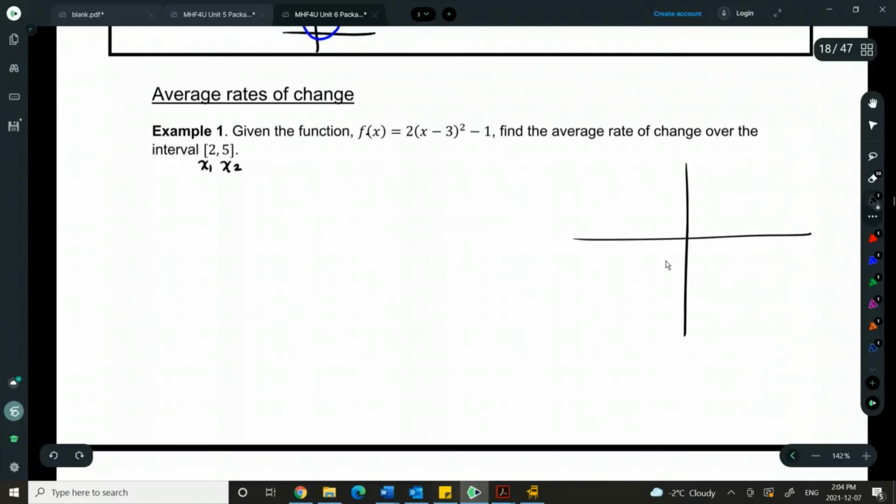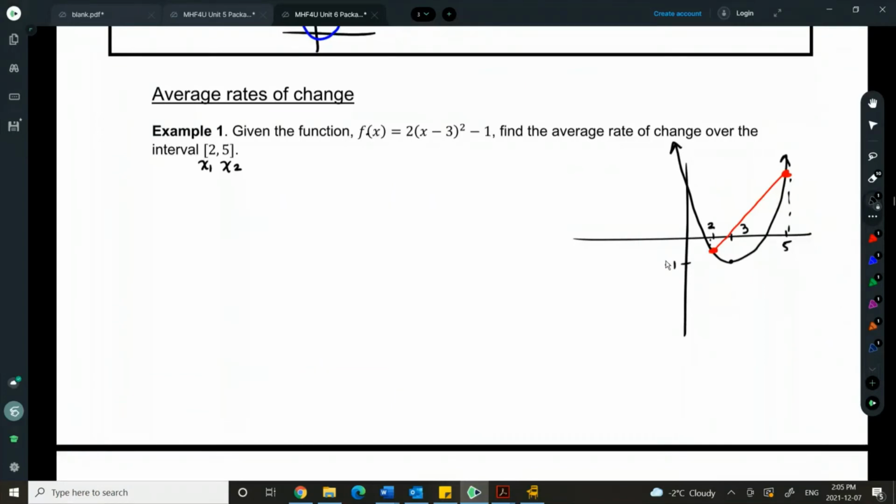If we were to just look at a visual here, this is a quadratic with vertex at 3, -1, opening up, so it looks something like this. And if I want the average rate of change from 2 to 5, it will probably be something like this, right? I'll have a line going from the x value 2 to the x value 5, and I'll have to find the y coordinates that match up with those and find the slope of this line.